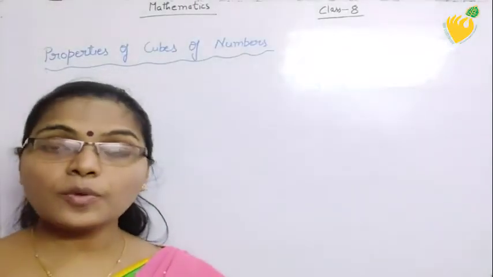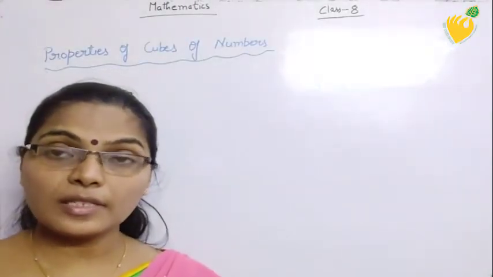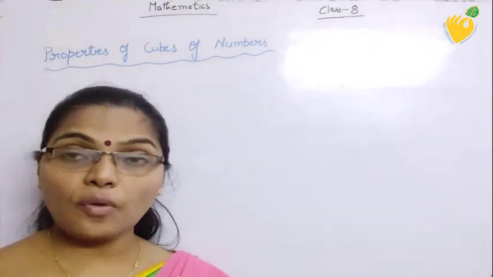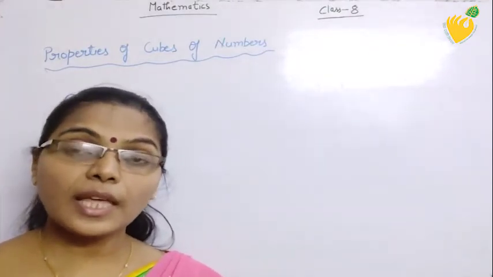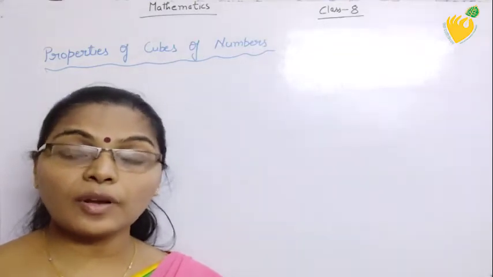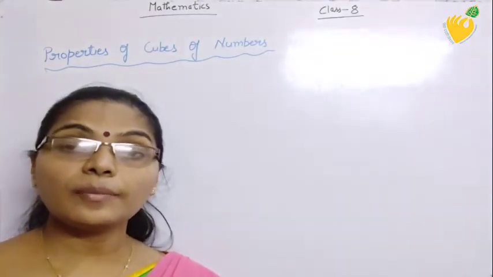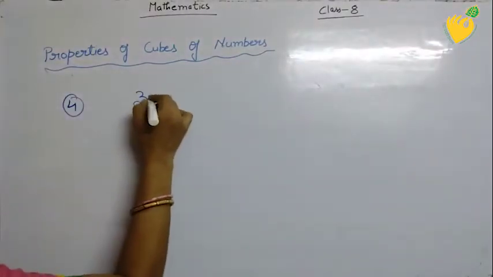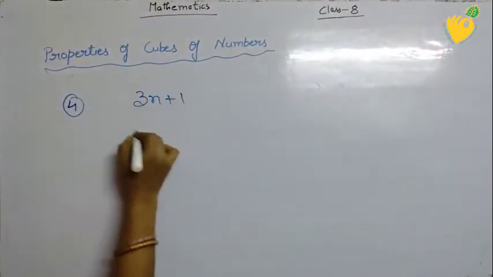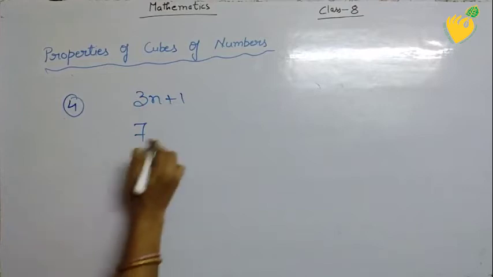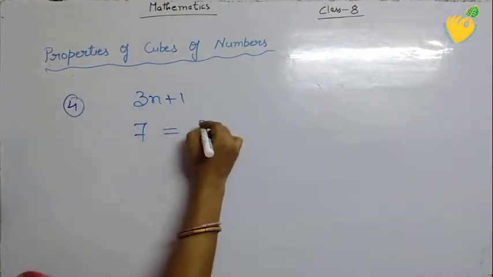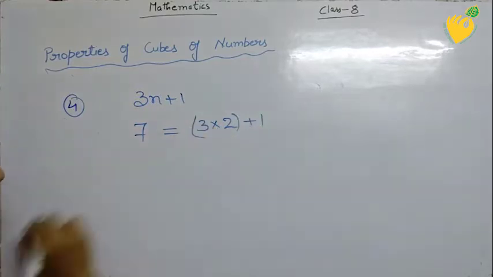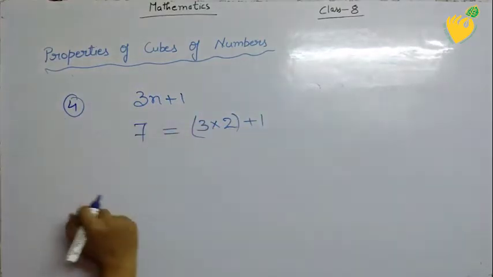Now students, the next property of the cubes is that if any natural number is of the form 3n plus 1, then the cube of that number will also be of the form 3n plus 1. Let's see how. Our form is 3n plus 1. Suppose we take the number 7. The form of this number is 3 into 2 plus 1. You can write it like this: 3 times 2 is 6, plus 1 is 7.